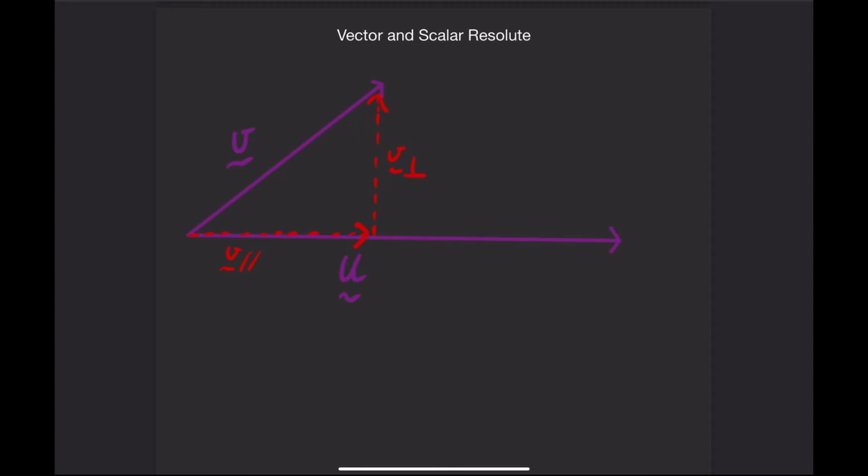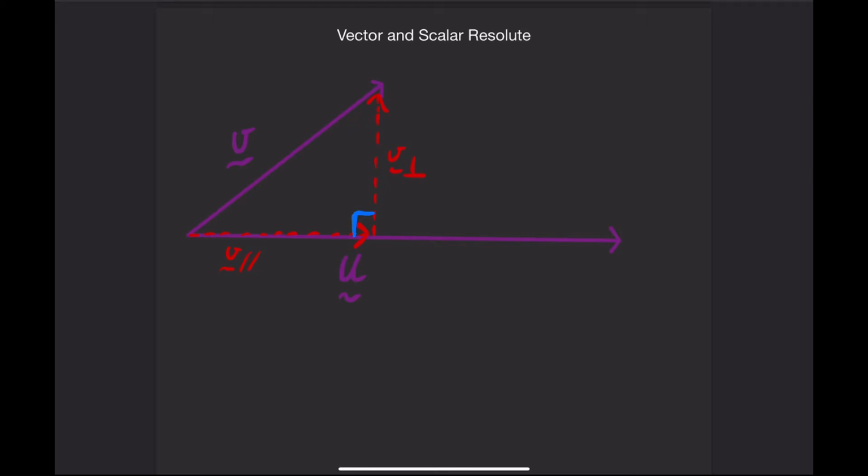So if you notice here, this vector is the vector component of v that is parallel to vector u. So notice we're parallel to vector u here. And this guy here is the vector component of v that is perpendicular to vector u.